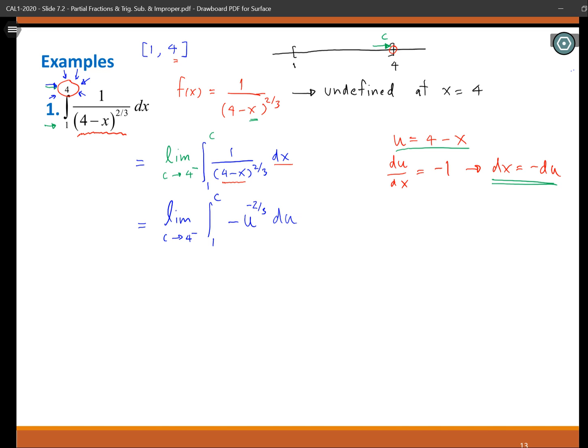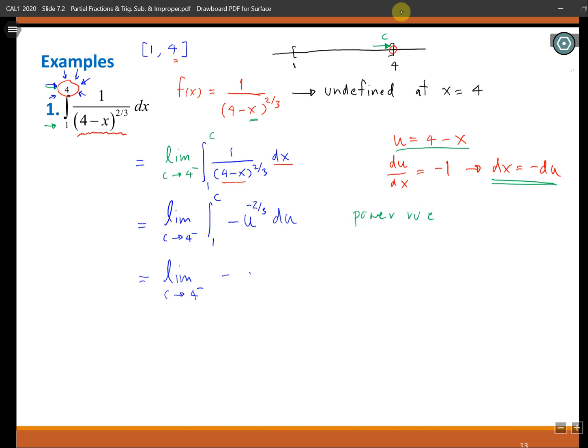Alright, at this point all we need to do is integrate this u to the power of minus 2 over 3. And as you can see, it's quite easy because all we need to solve this is the power rule. So let's apply that power rule. The limit is still there, c approaching 4 from the left-hand side, and I integrate this.